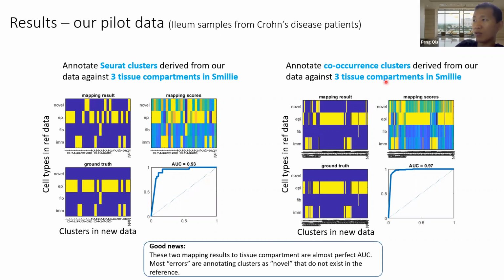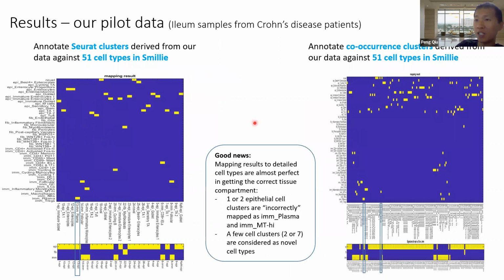This is just another version of the results, but let me skip it and show you more impressive annotation results. Again, here, clusters 1 up to 19 are clusters we generated, and these vertical axes are the 51 cell types in the reference data set.